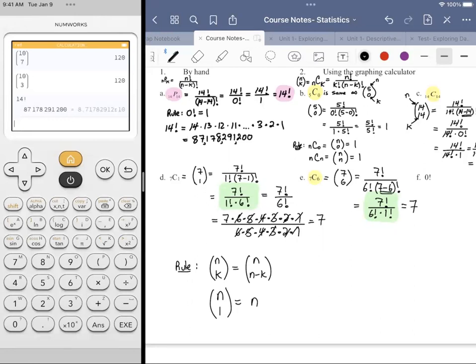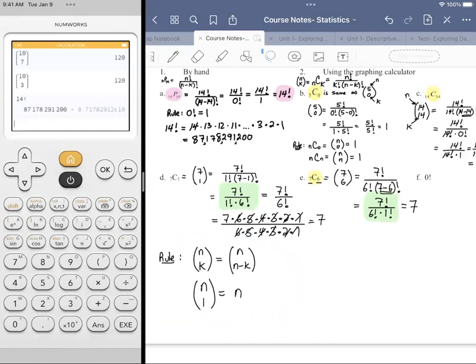What was the relationship there? There was only a difference of 1 between the 2 numbers. All right. So we have another rule. So we got all these rules, none of which you actually really need, because you could always do it on the calculator, but it's just nice to know. If the difference between the number on the top and the number on the bottom is 1, then the result is just whatever the number on the top is.